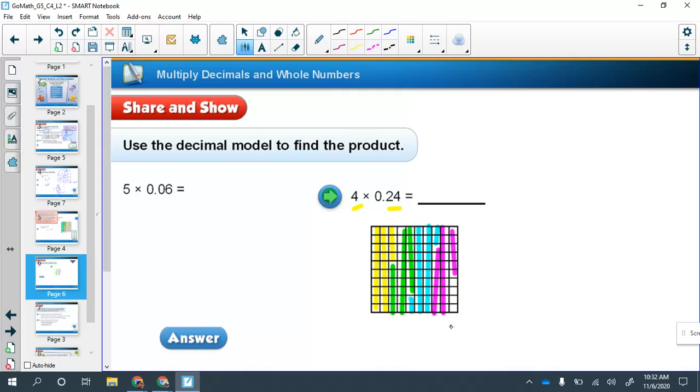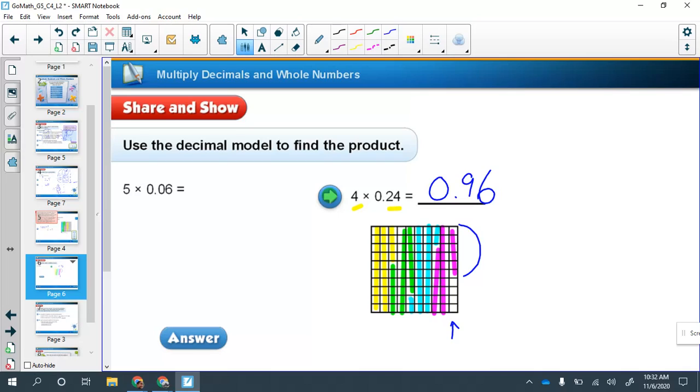Well, I have all but this final column completely shaded in, so that means that there are 9 tenths shaded in, and then in this last column I have 6 hundredths. So the answer here is 96 hundredths.